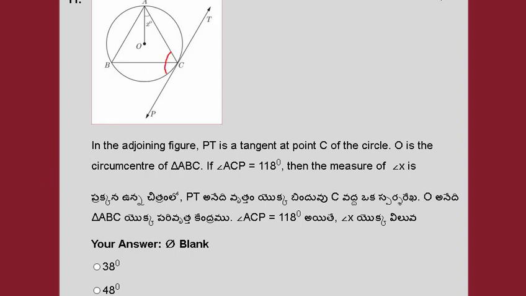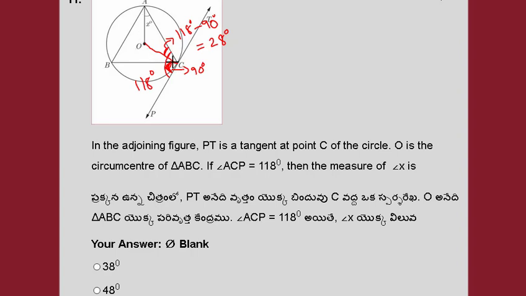To solve this problem, first let us take this angle. This is angle ACP, that is 118 degrees. Let us draw the radius OC. As OC is the radius and PT is the tangent, the angle between these two is 90 degrees. So we can write this angle equal to 90 degrees. So the remaining smaller angle will be equal to 118 degrees minus 90 degrees, which is equal to 28 degrees.